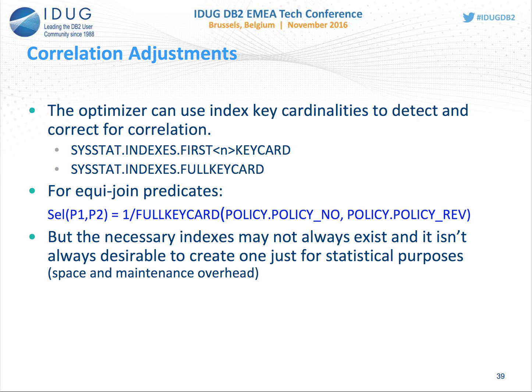Those will provide the number of distinct values in the combination of columns. But in situations where you don't have an index on a combination of columns, this is where you would collect a column group stat. You wouldn't necessarily want to create an index just to get the statistic. So how do you collect a column group stat?